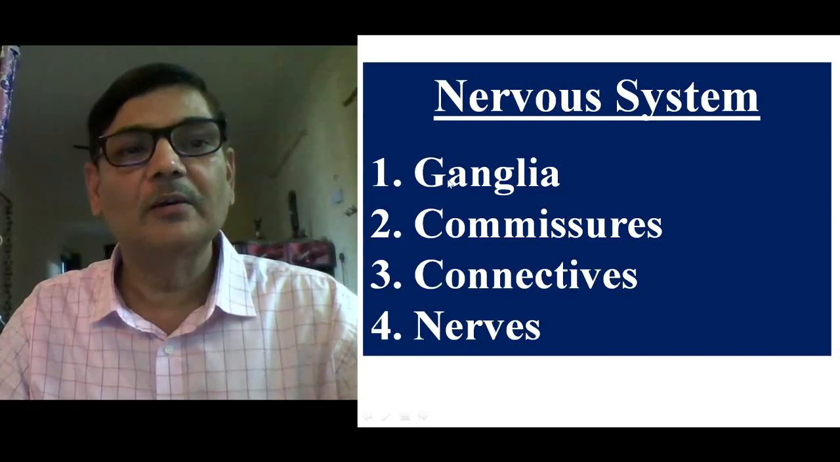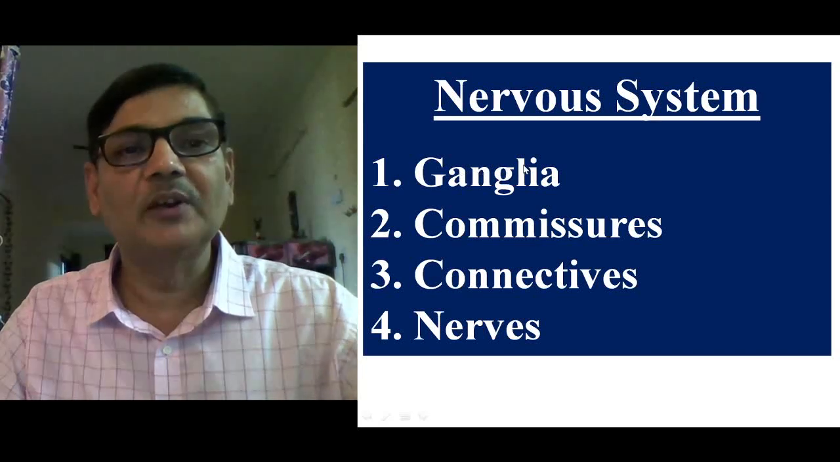See, ganglia are actually formed by the union of a large number of neurons. So many nerves come together, get aggregated at a point, and that forms the ganglia. So you will be able to see the presence of ganglia in different parts of the animal's body.